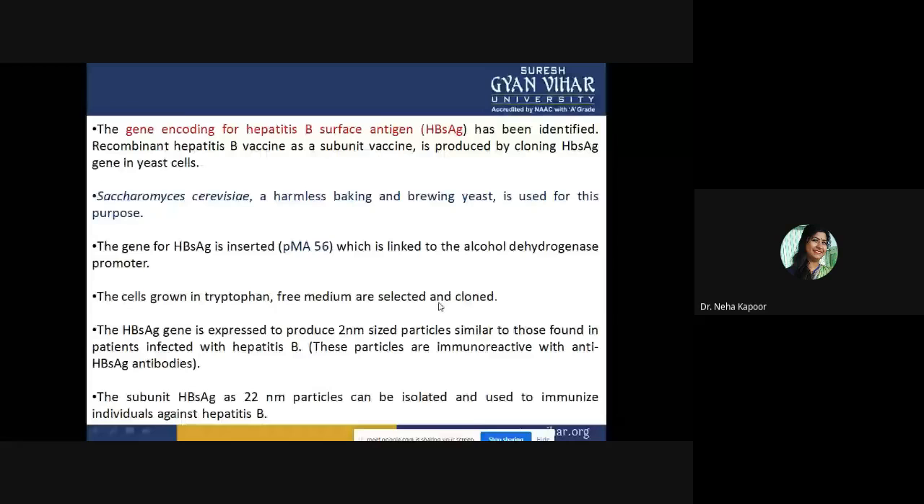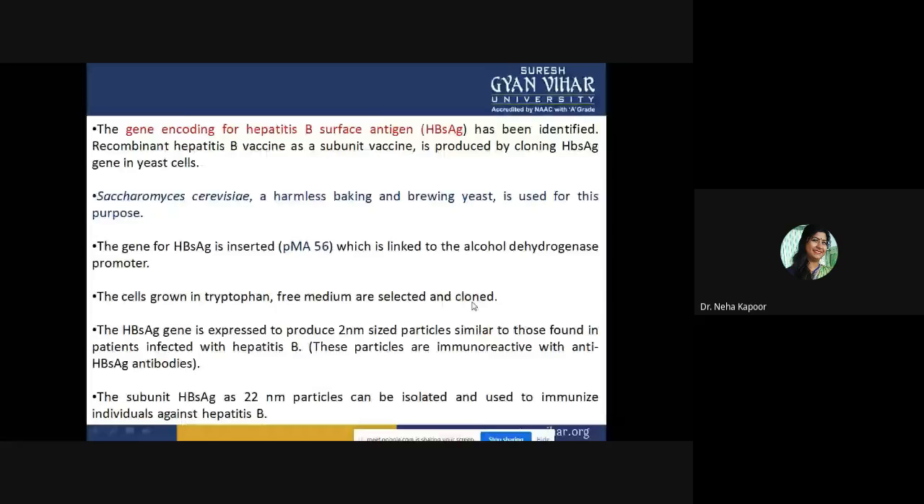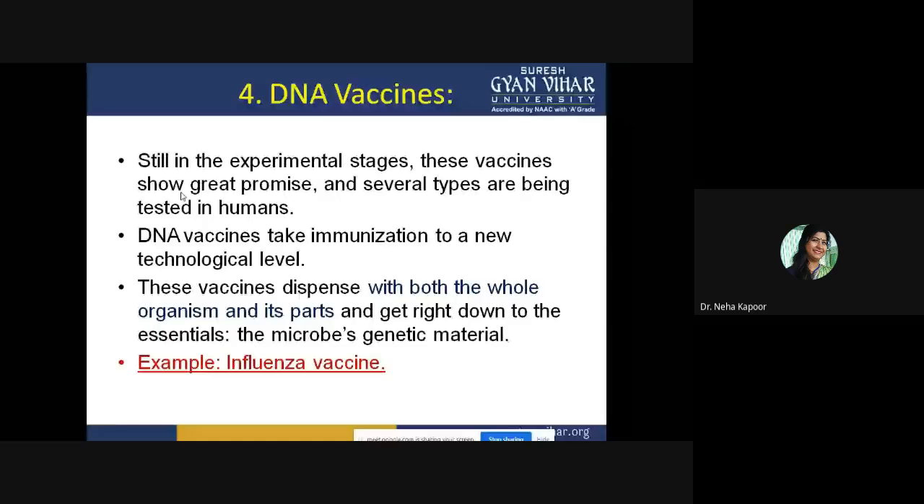Next is DNA vaccines, however, still in the experimental stages. These vaccines are quite promising and quite effective. They have been tested in humans. They have taken immunization to a new technological level, because these vaccines basically depend on both the whole cell particles and its parts. So that means the main vaccine that has been developed using this is the influenza vaccine.